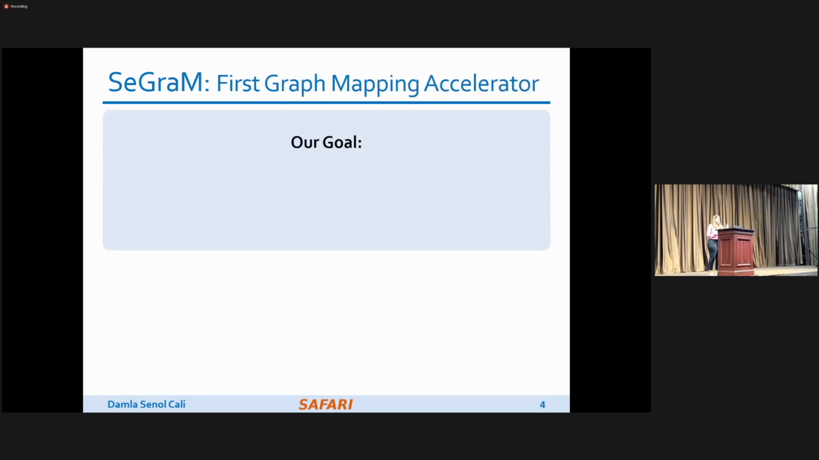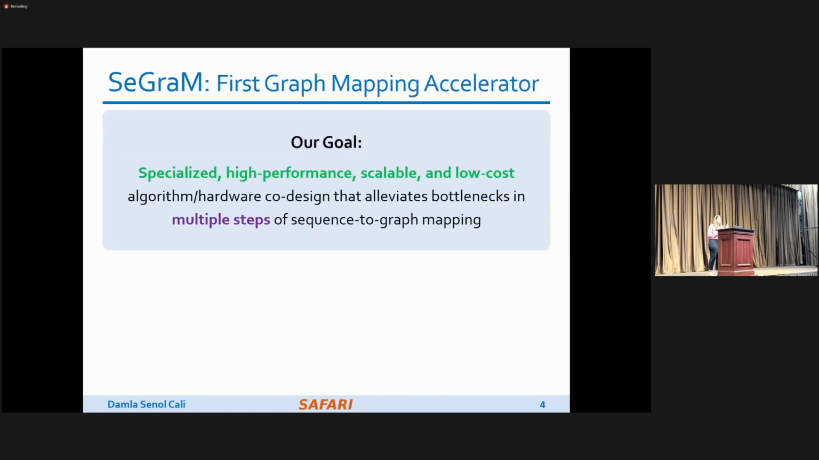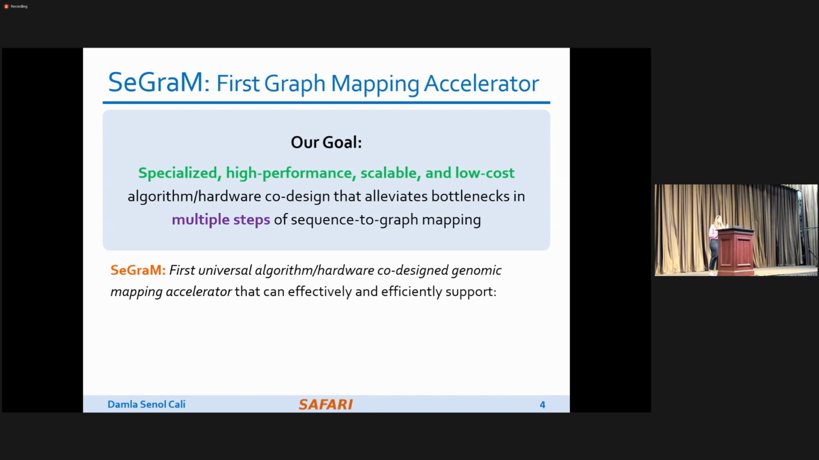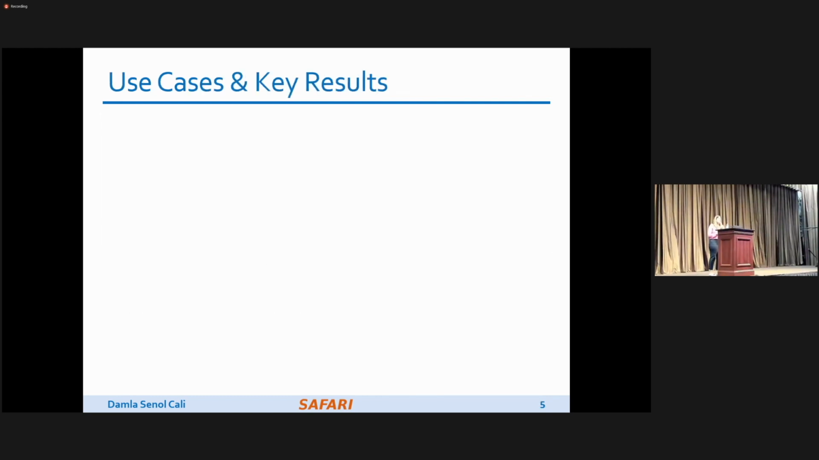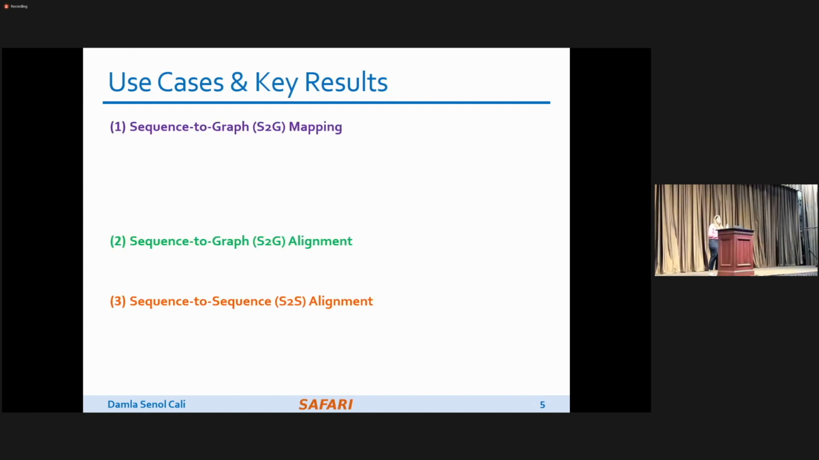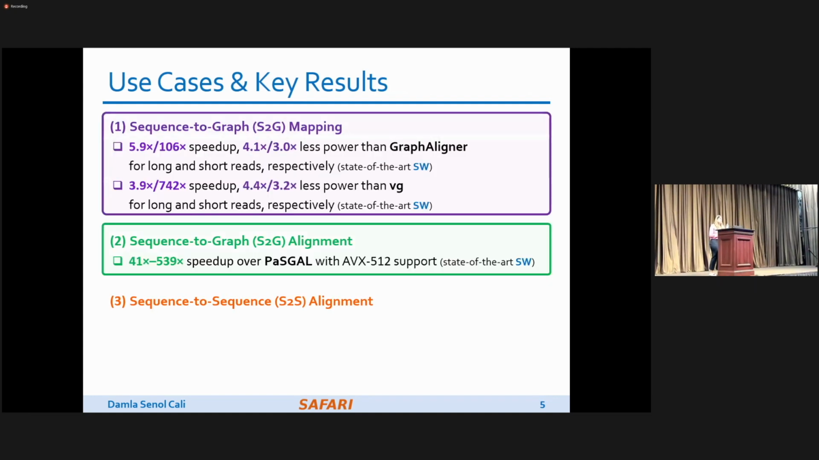To this end, our goal is to come up with a specialized, high-performance, scalable, and also low-cost hardware-algorithm co-design that alleviates bottlenecks in multiple steps of sequence-to-graph mapping. To this end, we propose SeGraM. SeGraM is the first universal algorithm-hardware co-designed genomic mapping accelerator that can effectively and efficiently support both sequence-to-graph mapping and sequence-to-sequence mapping, which can be seen as a simpler variant of sequence-to-graph mapping, for both short and long reads. We demonstrate that SeGraM provides significant improvements for multiple steps of the sequence-to-graph and sequence-to-sequence mapping pipelines.